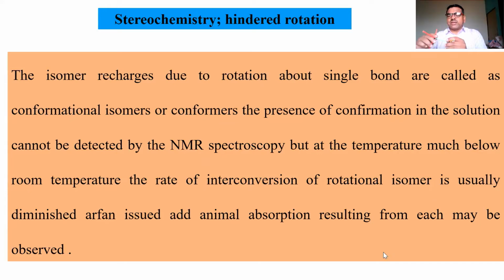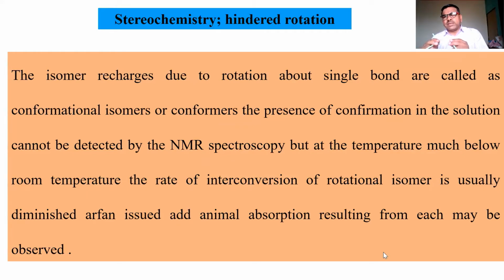Another case, if you look at this, this is the free rotation. And this happens not only when we have a carbon-carbon double bond, but maybe a carbon-nitrogen double bond, carbon-oxygen double bond, or carbon-carbon triple bond, carbon-nitrogen triple bond. In that case, free rotation is not allowed, and that is called hindered rotation or restricted rotation.